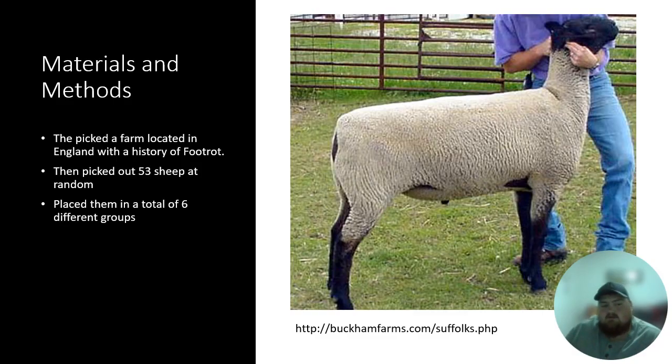So some of the materials that they used in this study and some of the methods they used is they picked a farm located in England with a history of foot rot, which is important to know that their sheep are susceptible to it, and the environment is susceptible to culturing the bacteria to cause the sheep to get foot rot. They also picked 53 sheep at random, and they placed them in 6 different groups, 6 different treatment groups, and they treated them in different ways.